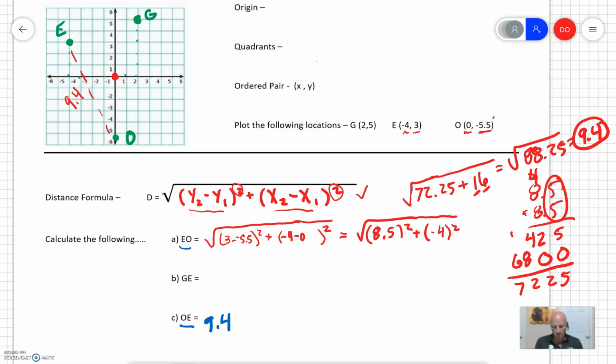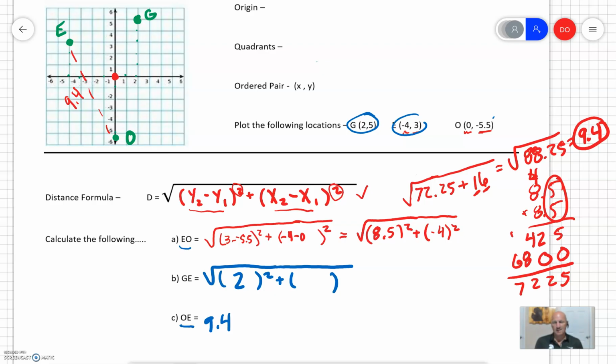Let's look at GE though, between points G and E. So we have the difference of the y values first. So the y value in G is 5, the y value in E is 3, so 5 minus 3 would give me 2, being squared. Skipping a little writing this time. You don't have to do this. You're more than welcome to write out all your work.